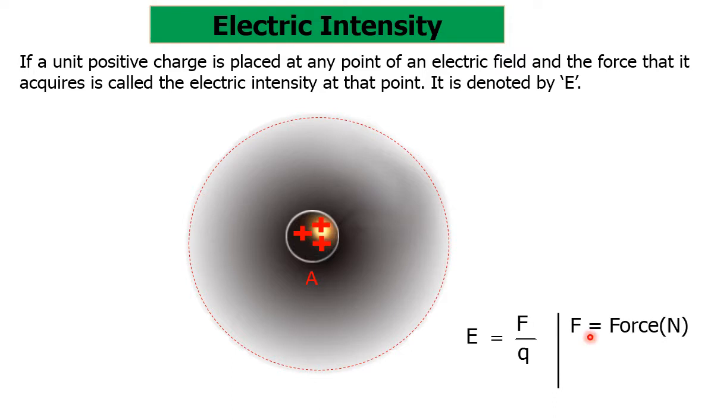Here F is force, which unit is Newton, Q is charge, which unit is coulomb, and if you put the unit of force and charge in the equation of electric intensity, then we can write the unit of electric intensity will be Newton per coulomb.